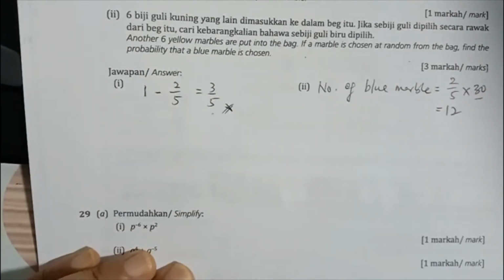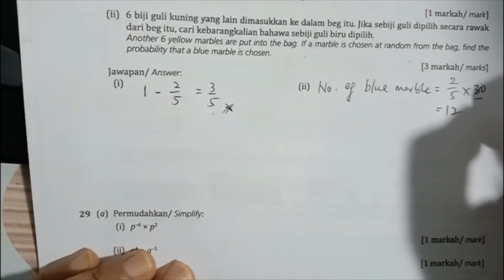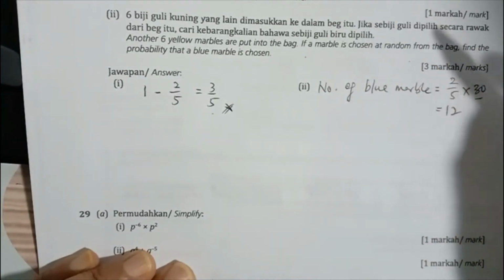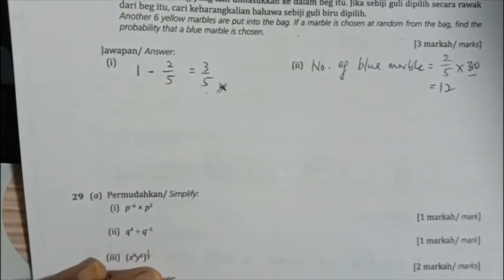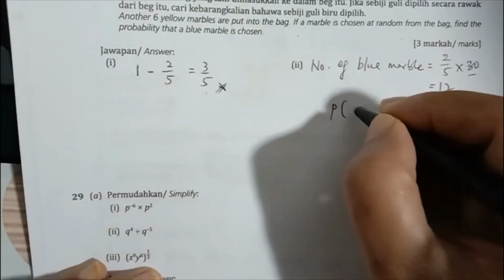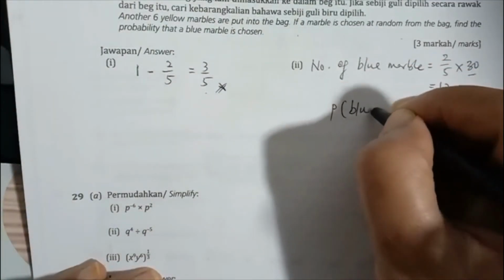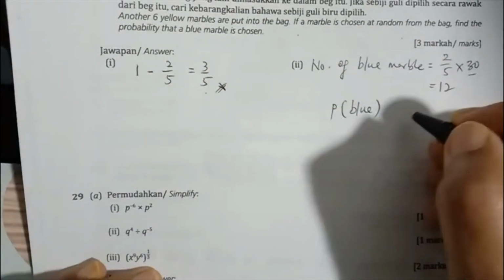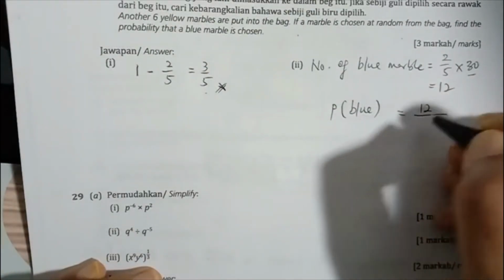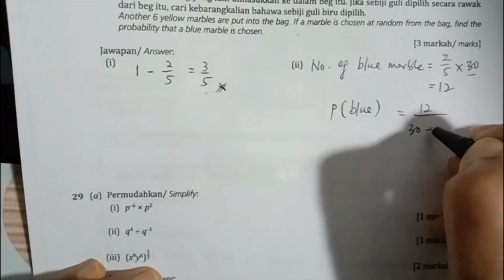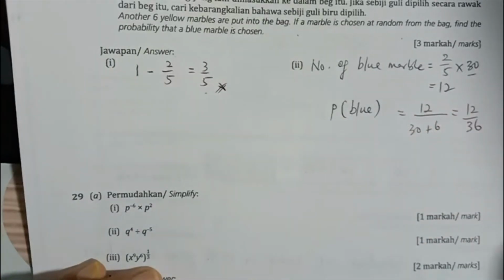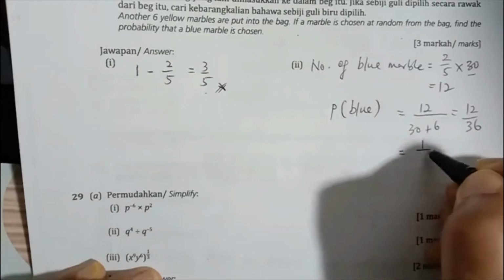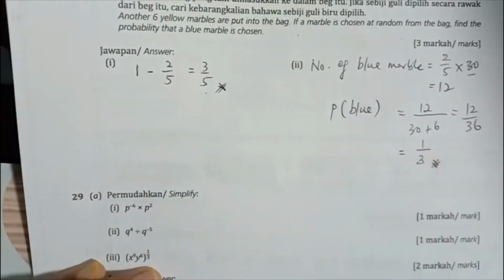Okay, now when you add in the yellow, the total marble inside will become 30 plus 6, 36. So the probability of getting the blue marble is equals to 12 divided by the new total, 30 plus 6. So 12 divided by 36. Okay, so you get is 1 over 3.